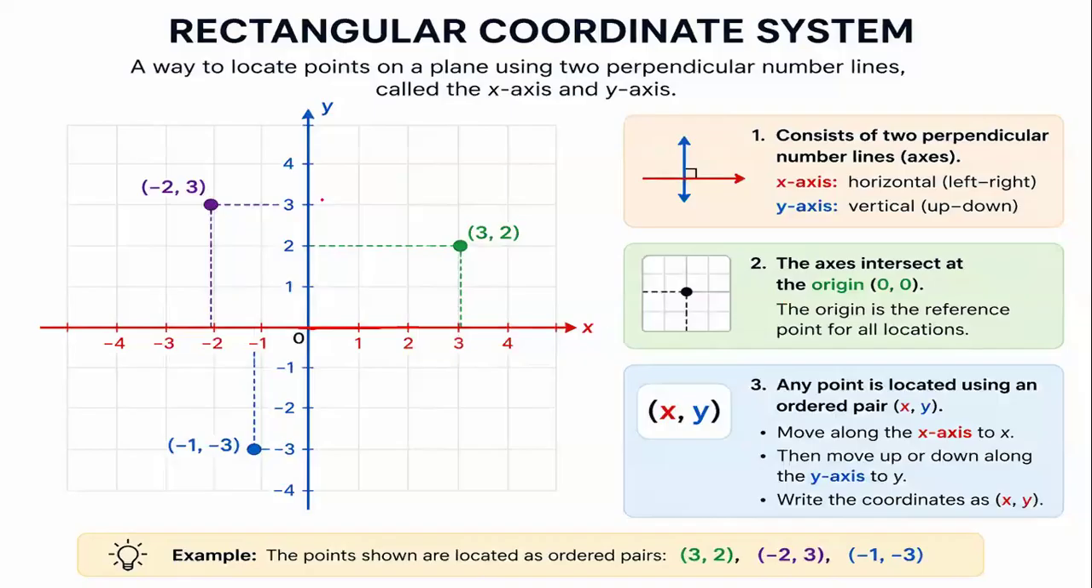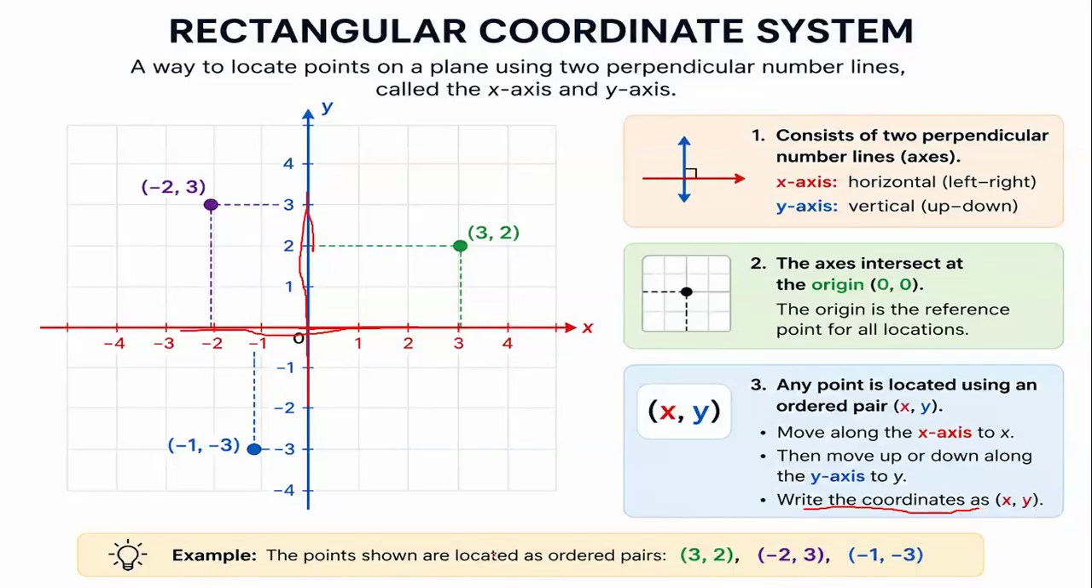As we can see, we have a perpendicular line here, so it's perpendicular, right? The origin is basically the reference point for all locations. Any point is located using an ordered pair, which is x, y. So you move along the x-axis to x, then you move up or down along the y-axis to y. So we always write our coordinates as x, y.